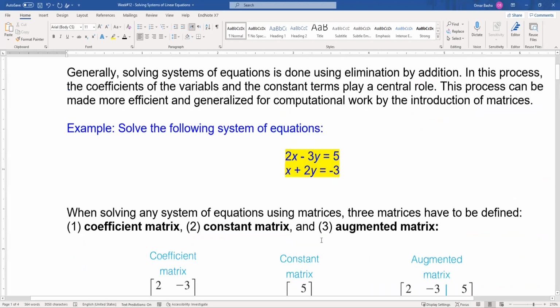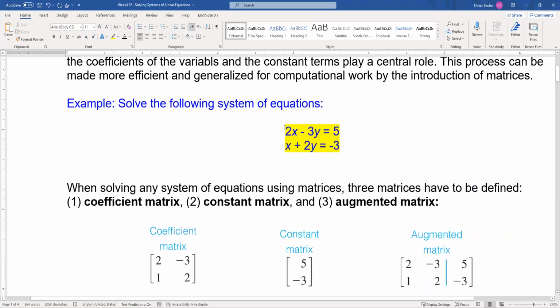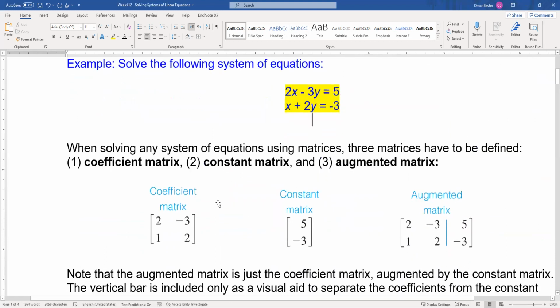Okay, so again, let's just repeat this quickly. If you have a system of linear algebraic equations, 2x minus 3y equals 5, x plus 2y equals minus 3, to start solving it using matrices, the logic is to create a coefficient matrix, which is just a matrix containing your coefficients, a constant matrix, which is a matrix containing your constants, and an augmented matrix. Basically, I just lump these two together to get an augmented matrix.